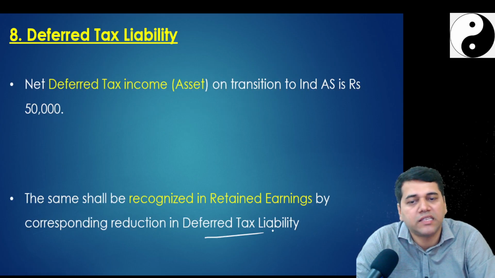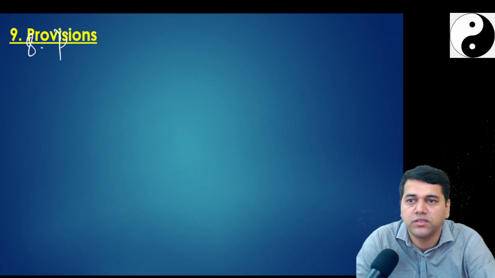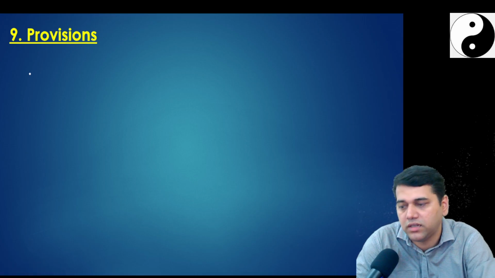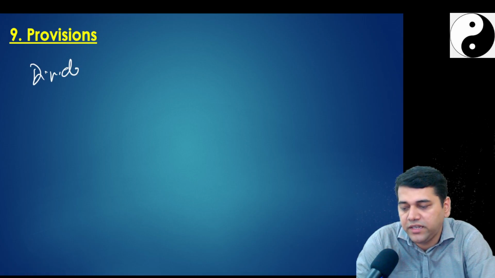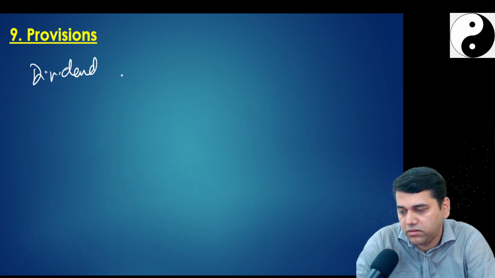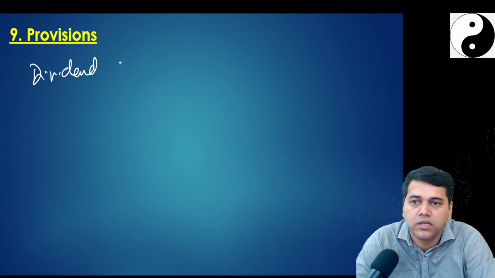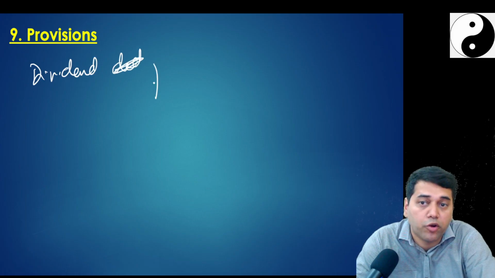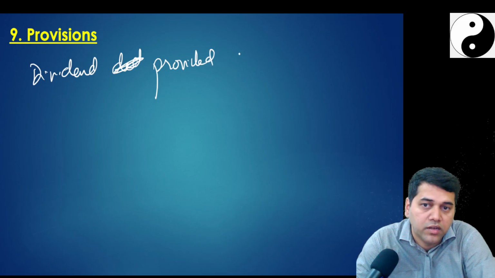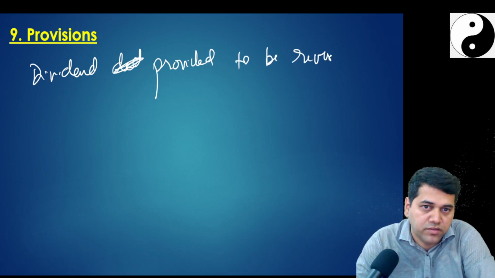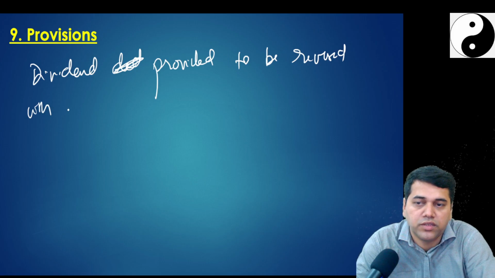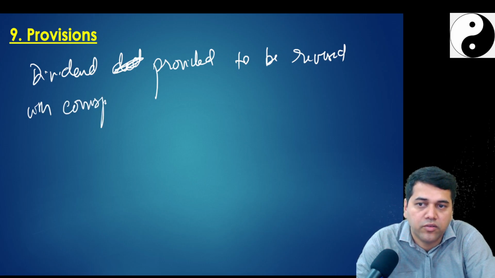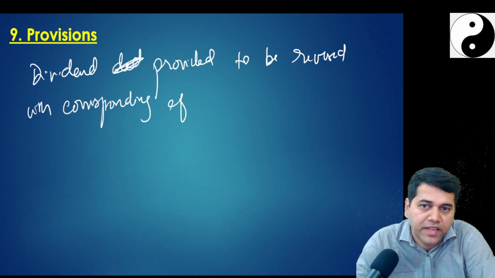So the net other leg will go to the deferred tax liability, and the last one is the provisions. There is one reversal: provisions, dividend declared or dividend provided, to be reversed with corresponding effect on retained earnings.